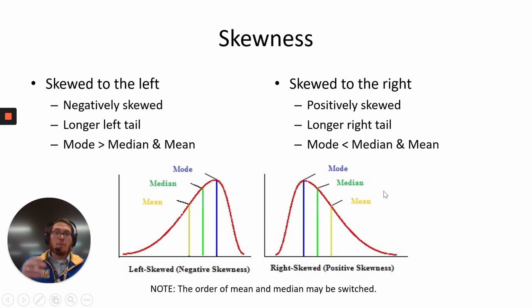On the flip side, if the mode is less than the mean and median, like significantly different, then it's probably a right skewed or positively skewed graph. So the mean, median, and mode can also be used to explain skewness, as opposed to just looking at the graph.